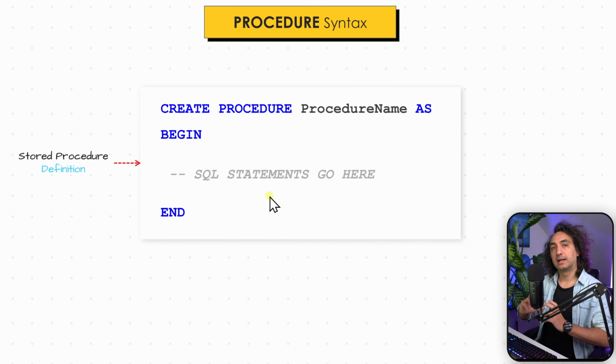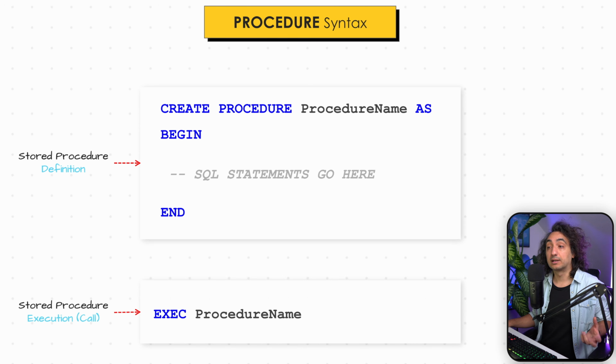Once you have defined the stored procedure, the next step is to execute it. The syntax is very simple. We're going to say EXECUTE and then the procedure name. That's it. With that, SQL is going to go to the stored procedure and start executing all the SQL statements that you have in the definition. So this is the syntax of the stored procedure. As I said, it is very simple.